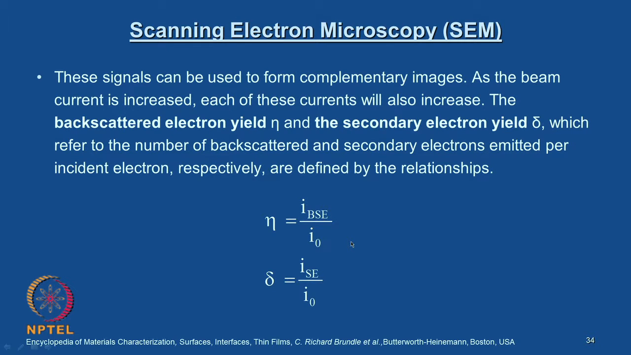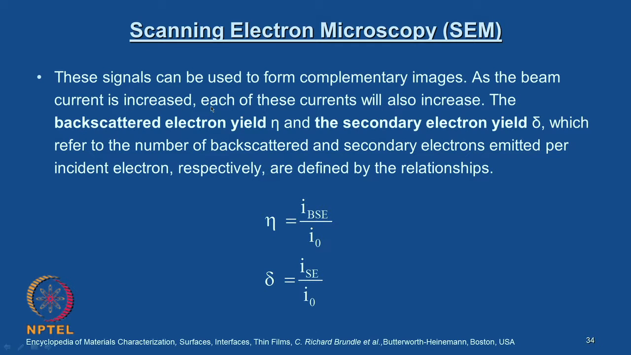And we are interested in the signals which are coming out of the samples, basically how they are quantified. We know that a secondary electron signal and the backscattered electron signals are going to come out from the sample, and how they are quantified is what we will see. So, these signals can be used to form complementary images.